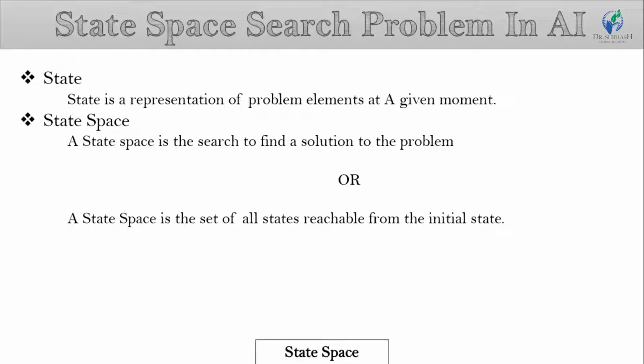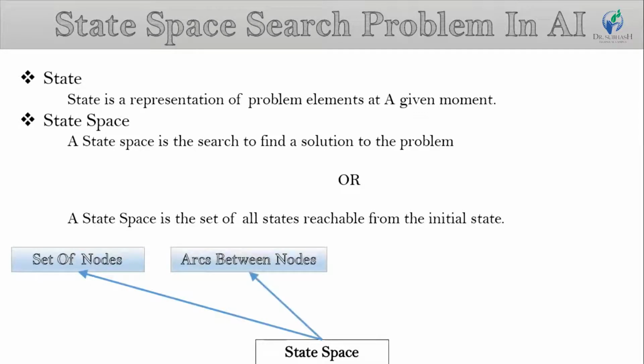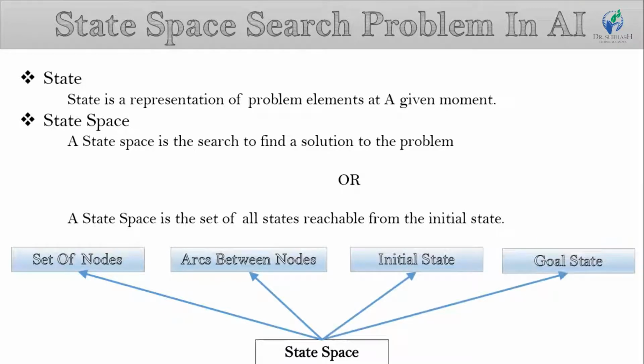A state space basically consists of a set of nodes representing each state of the problem, arcs between nodes representing the legal move from one state to another, and initial state and goal state.